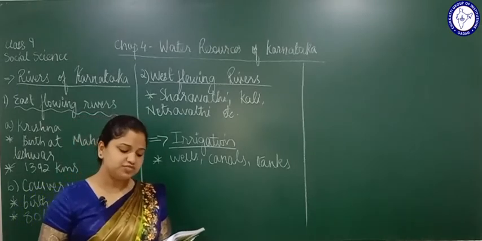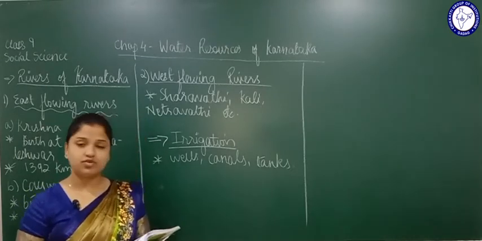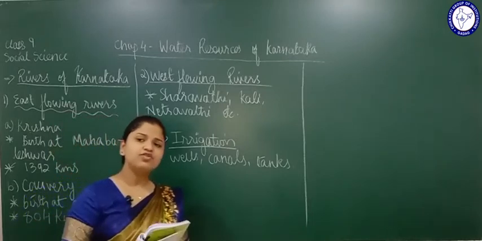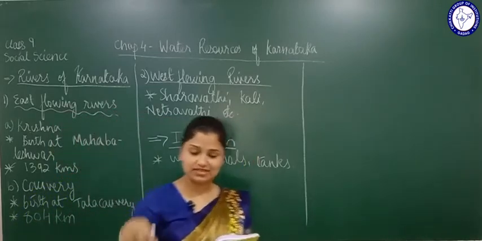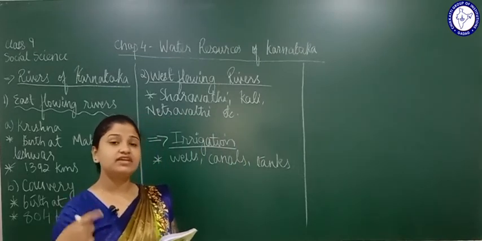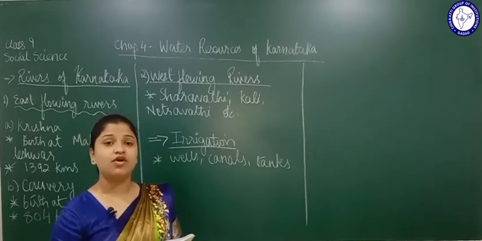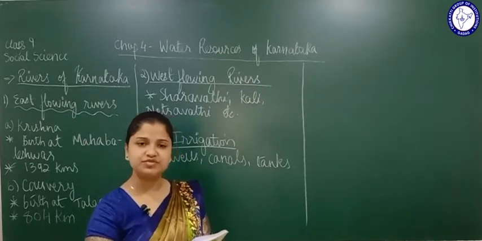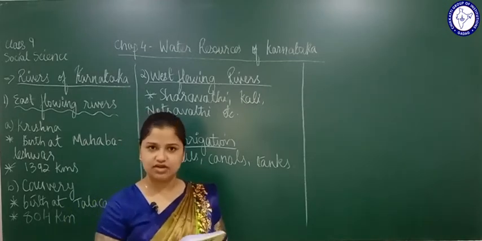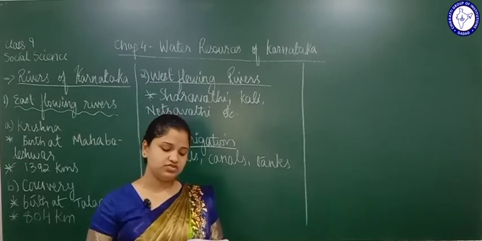At present, both river water and underground water is used for irrigation. Now, how do you use underground water for irrigation? With the help of wells, underground water is used, right? And also you have tube wells or bore wells, as you say in general words. From these bore wells, you remove the water which is under the ground, right? So, underground water is also used.